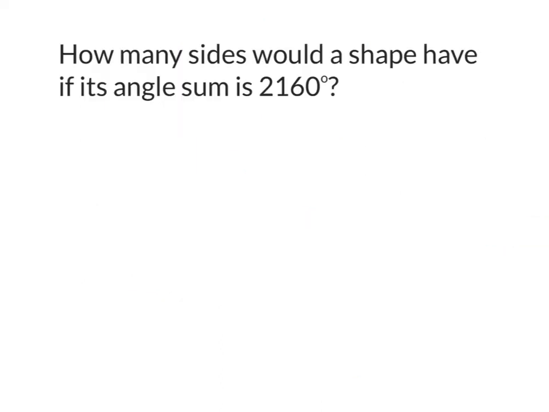Let's now look at finding the number of sides of a shape if we know its angle sum. So how many sides would a shape have if its angle sum is 2160? Well, we know that the angle sum of any shape is equal to 180 times (n minus 2). If I'm told that the angle sum is 2160, I can form this equation and solve for n. n is the number of sides.